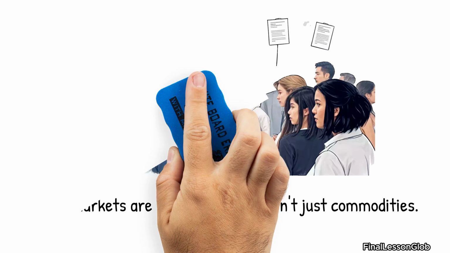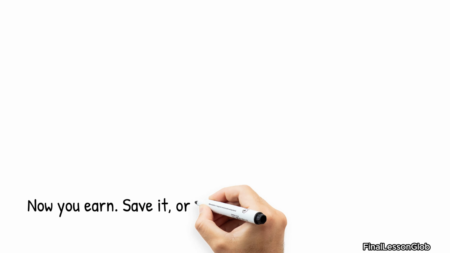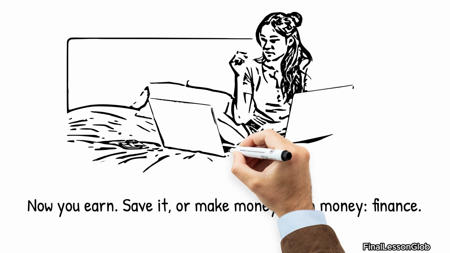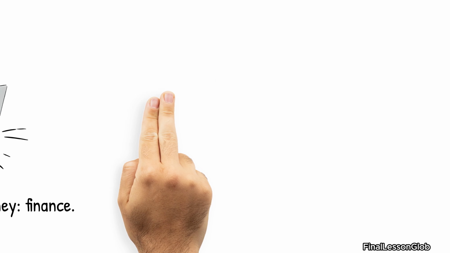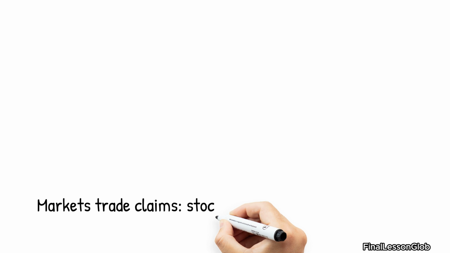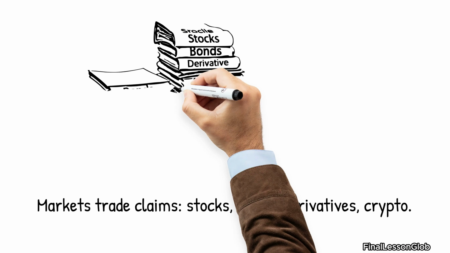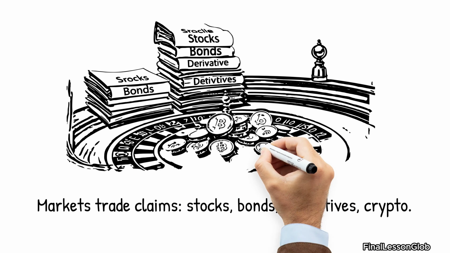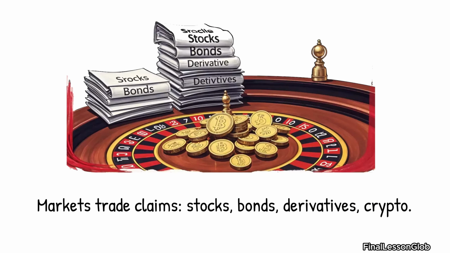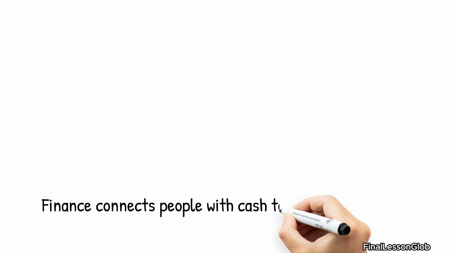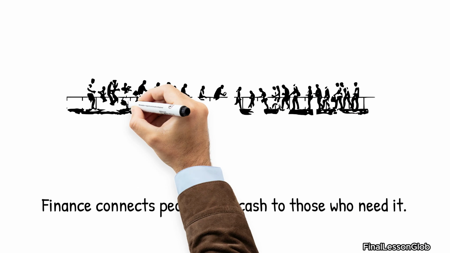Moving on. So you earn money, now what? Stash it under your mattress or try to make money from money? That's finance. The markets trade claims on future money. It could be stocks, aka company slices, or bonds, aka loans, or derivatives, aka bets on bets, or crypto, aka math-powered casino chips. Why do they exist? To connect people with cash to people who need cash.